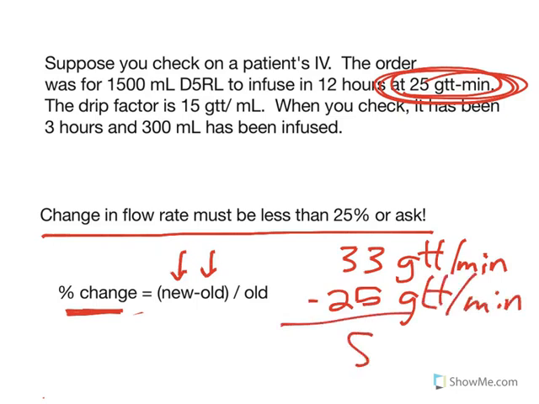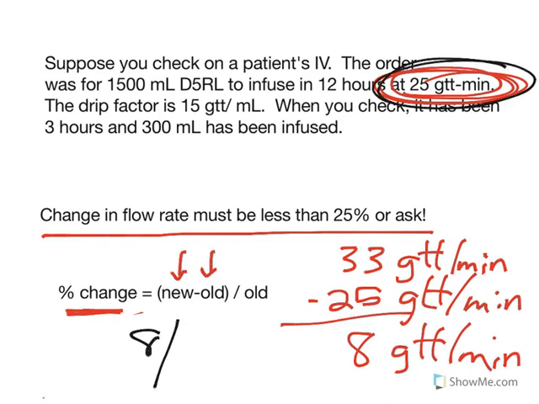When I subtract those, I get a difference of 8 drops per minute. That is the change that I've made to the machine. I changed it from 25 to 33. That means I've changed it 8 drops per minute. I'm now going to take that and divide. So we're going to take that change and divide by the old. That is 8 divided by that old setting of 25. When we put in 8 divided by 25, we get 0.32, which is 32%.